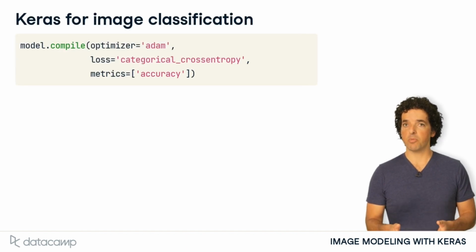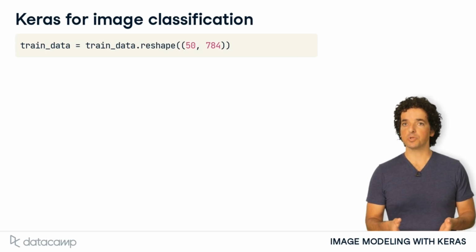Next, we compile the model. We choose the optimizer to use, Adam, and a loss function, categorical cross entropy, which is appropriate for the classification task. Setting metrics to accuracy tells the model to report accuracy as well. The model expects samples to be rows in an array, and each column to represent a pixel in the image. So before we fit the model, we need to convert the images into a 2-dimensional table using the reshape method.